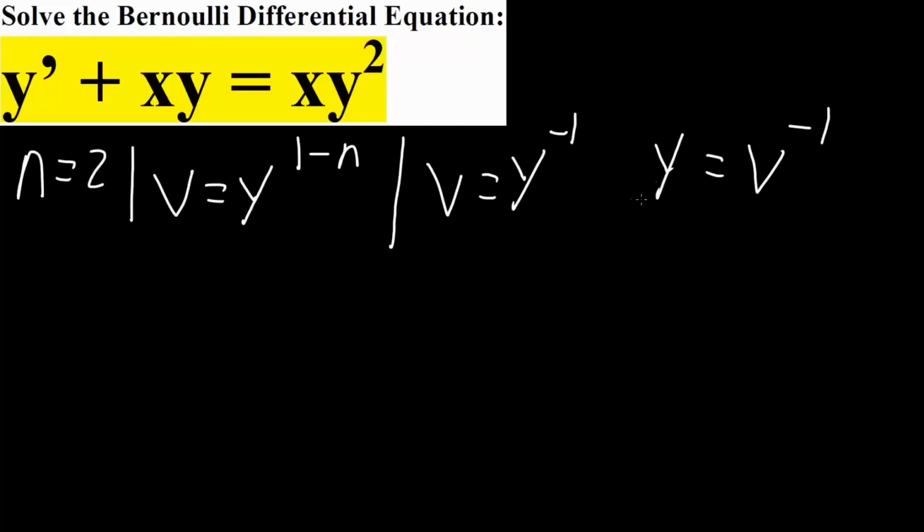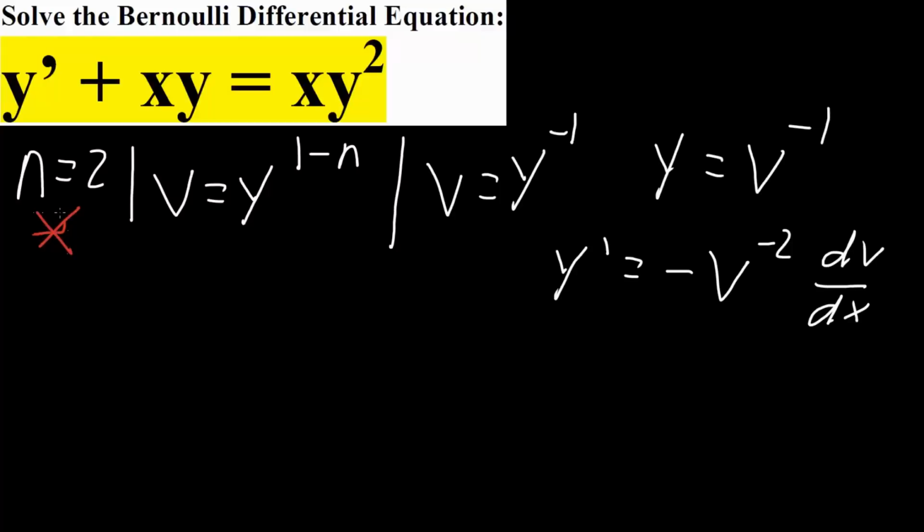Next step is we get y prime. So we say y prime is equal to, we differentiate this, so we would get negative v raised to negative 2 dv over dx. And I'm going to note a couple of things. For Bernoulli equations, this step is unique. This step is also unique. And we will use this and this shortly. So let's get started. What we're going to do here is replace y prime with this, replace y with this, and that's it.